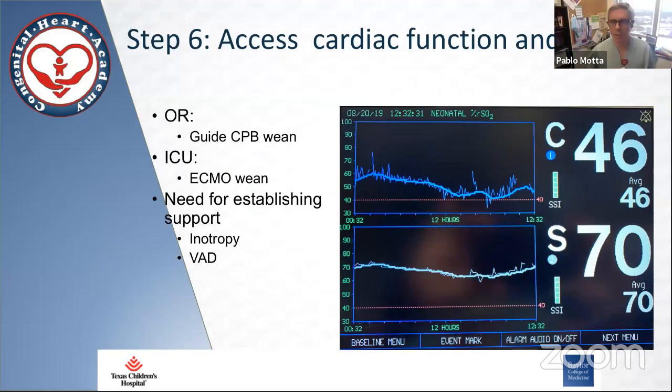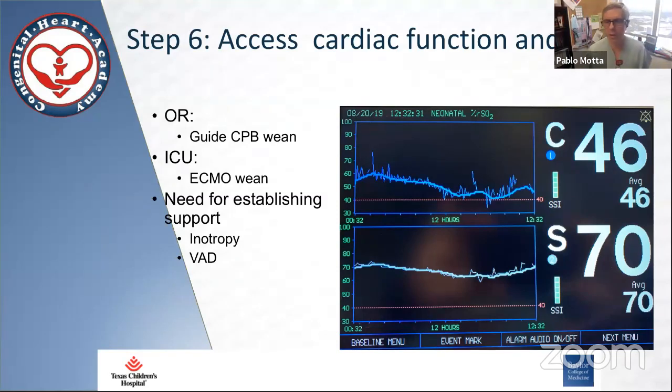Then you have to look at the cardiac function. We have an outstanding talk about ultrasound echo. When you're in bypass or you're in the ICU, you have to see how the heart function is. You may need to add inotropes, and that will improve.